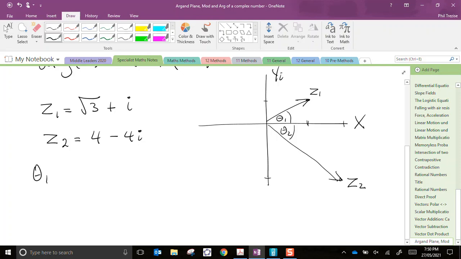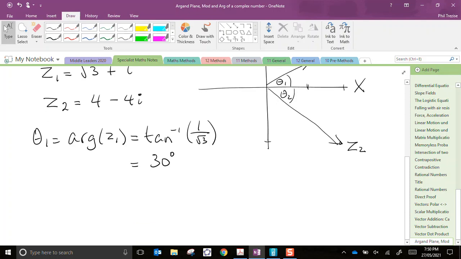So theta 1 is the argument of complex number z1. It's the argument, it's not the modulus. It's the inverse tan of 1 over root 3. Now, hopefully you know that if that's 1 and that's root 3, that's 2, and that comes to 30 degrees. You could, of course, use your calculator if you wanted.